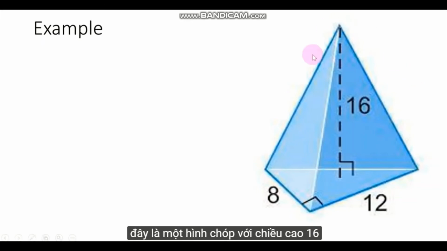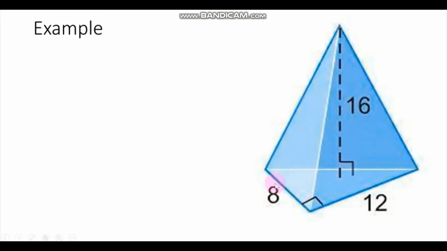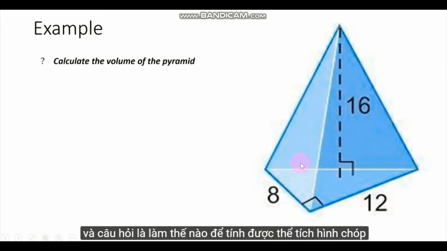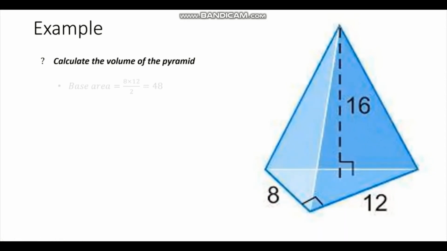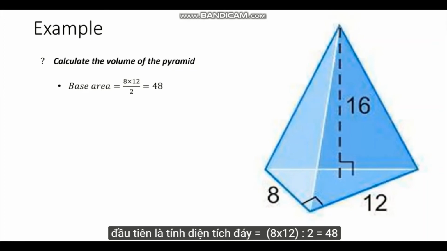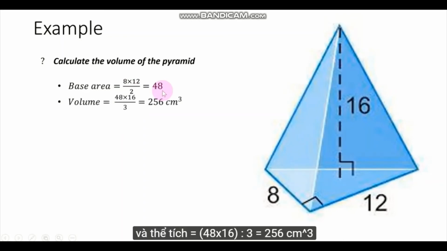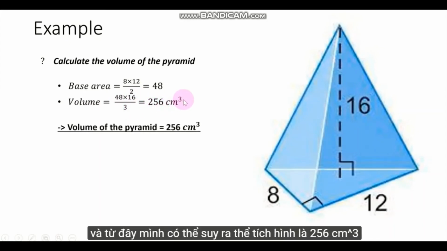Moving on to an example of calculating the volume of a pyramid. So here's a pyramid with a height of 16 and a triangular base. So the question is how to calculate the volume of the pyramid. First off, by calculating the base area, which is 8 times 12 over 2, equal to 48. And then the volume will be 48 times 16 over 3, equal to 256 centimeters cubed. And therefore we can conclude that the volume of the pyramid is 256 centimeters cubed.